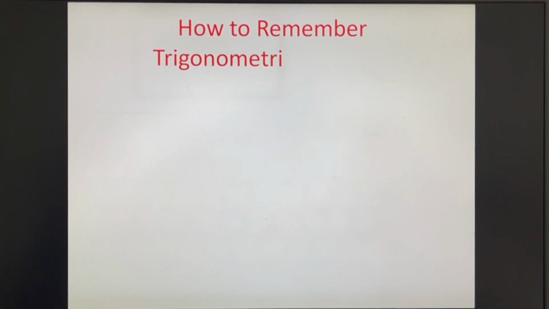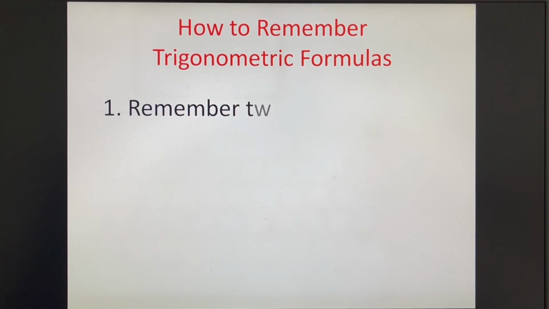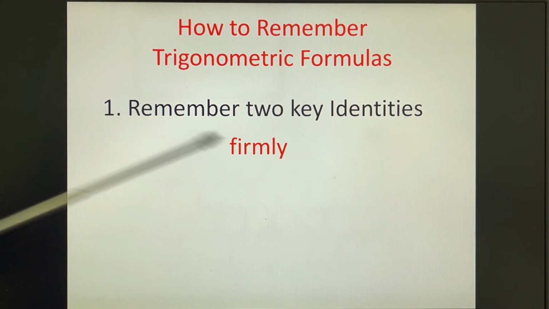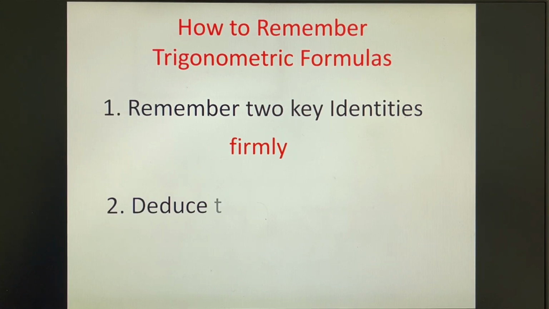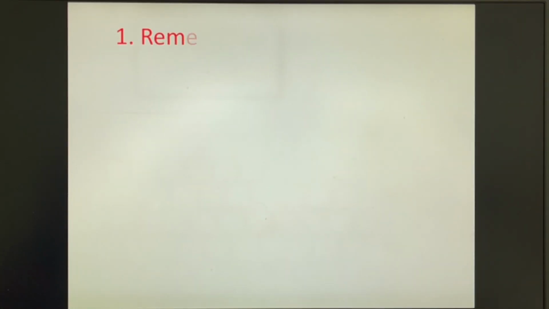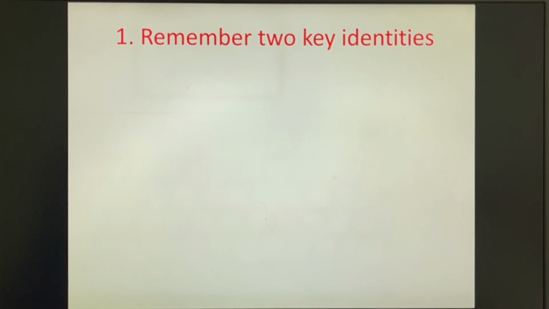How to remember trigonometric formulas? 2 steps. First, remember 2 key identities formally. Second, deduce the other ones I want in less than 30 seconds. First step, remember 2 key identities. I notice sum and difference formulas can deduce other identities.